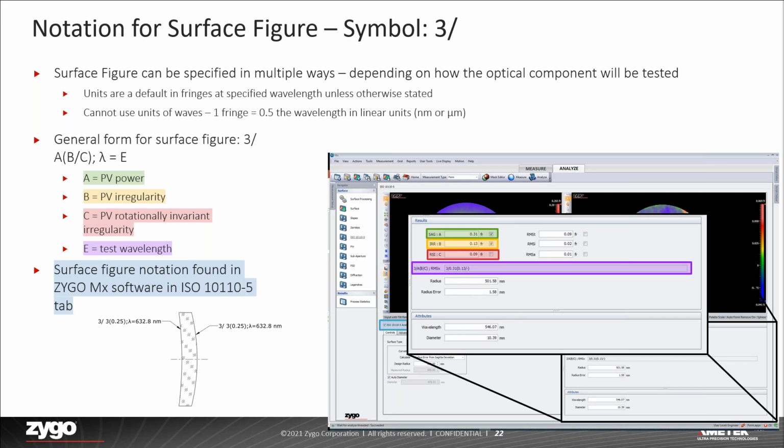When using MX, it's possible to get the general notation for surface figure. If using MX, go to the ISO 10110-5 tab and select each of the properties for this notation on the right as shown. The information checked is then shown on the following line using the ISO 10110-5 notation.